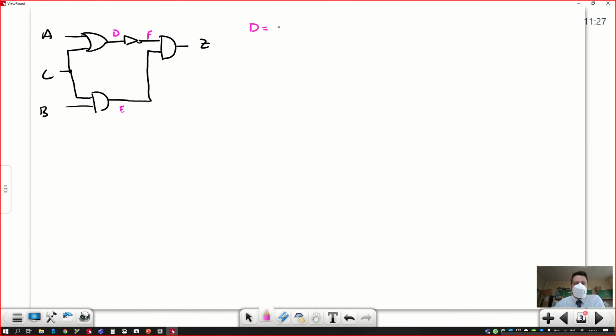D equals A or C. E equals B and C. And F equals not D. Excellent. And I can say that Z equals, this isn't an intermediate, probably shouldn't be purple, F and E.